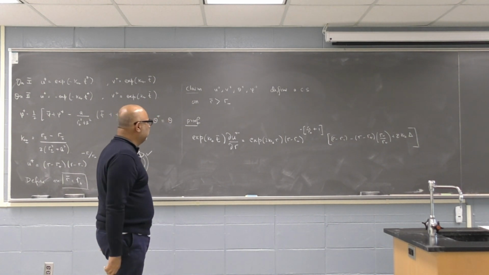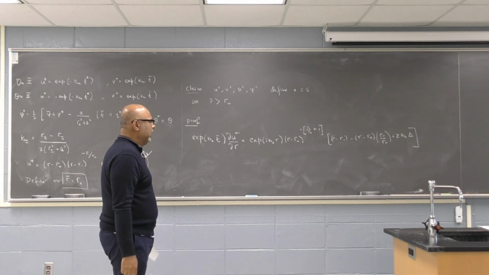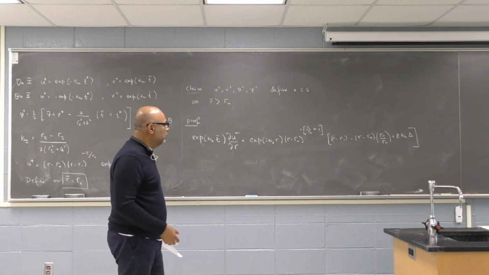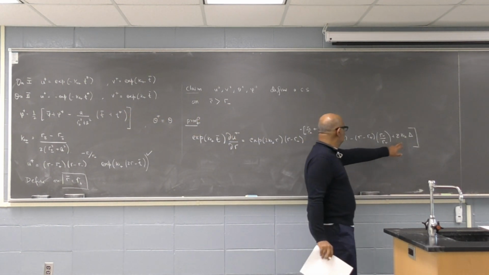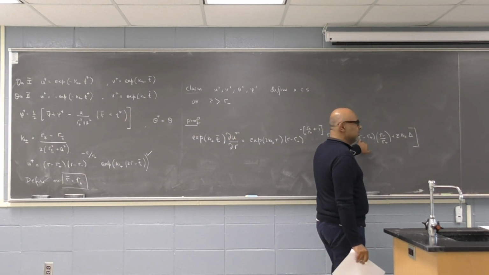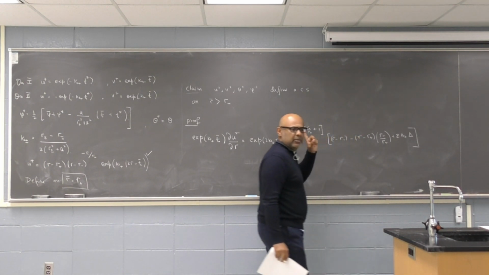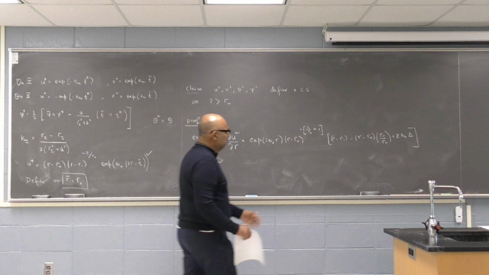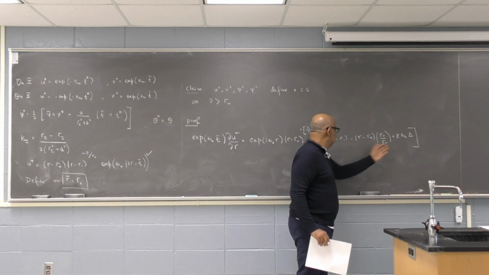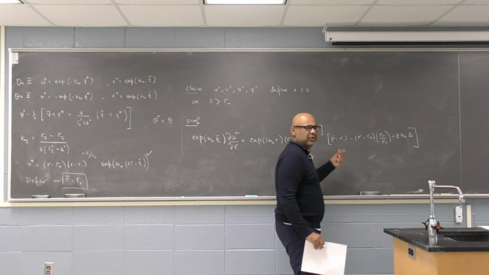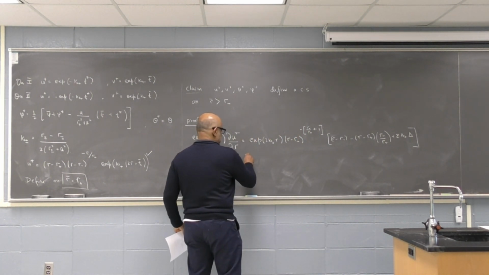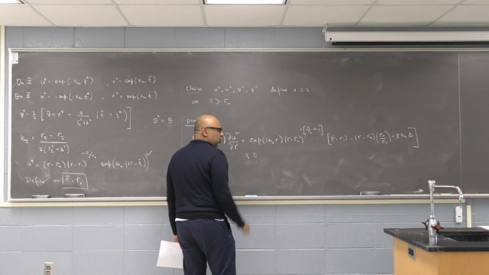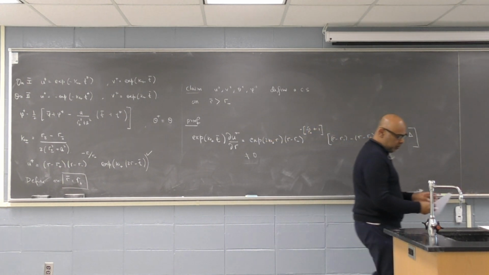We really have to verify this is not 0 at the horizon. Everywhere else it's smooth in the first place. This goes to 0 at the horizon, R plus, because between 1 and 2 there's only R plus, there's no R minus. So this whole thing goes to 0, and this is non-zero, and therefore it forms a nice coordinate system.